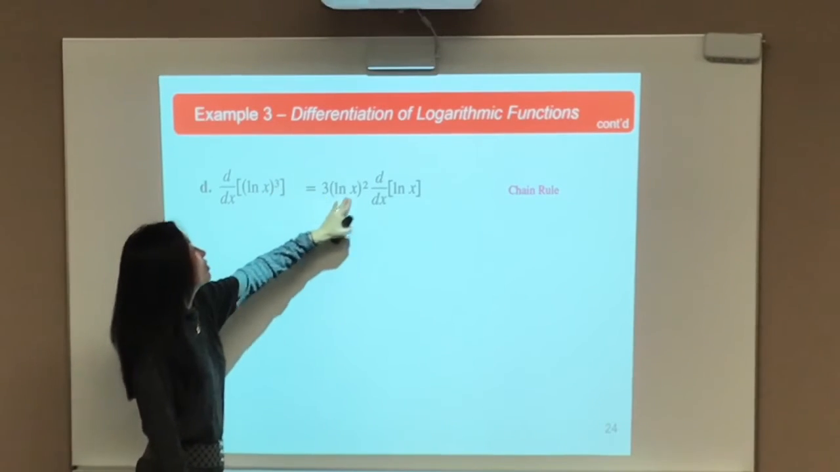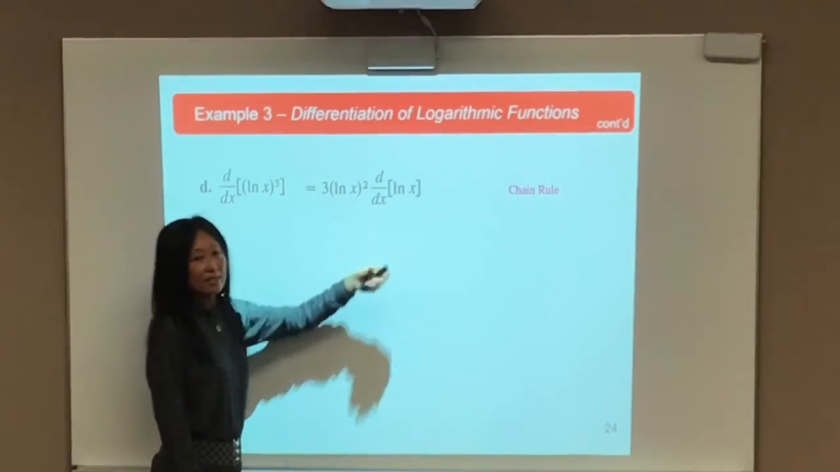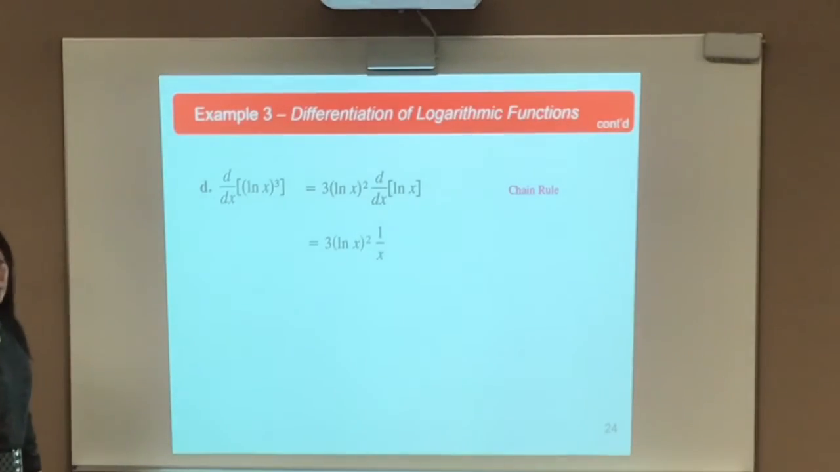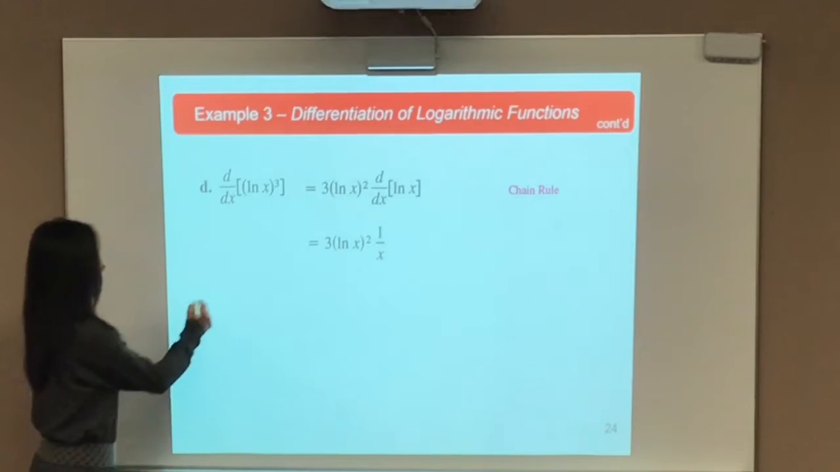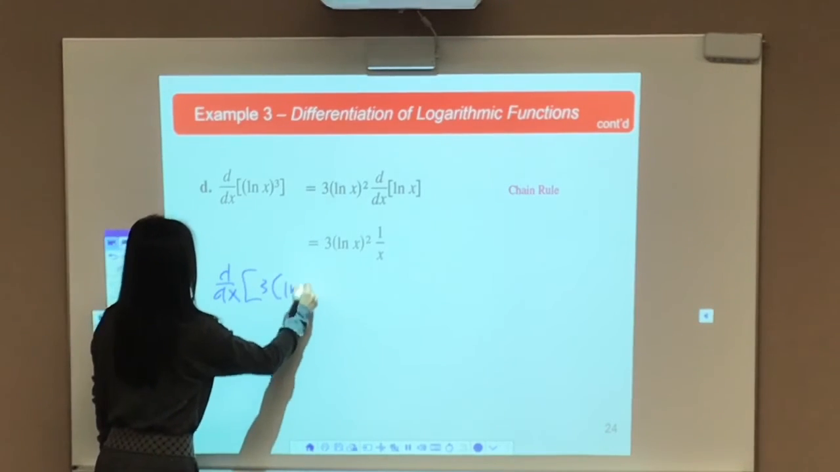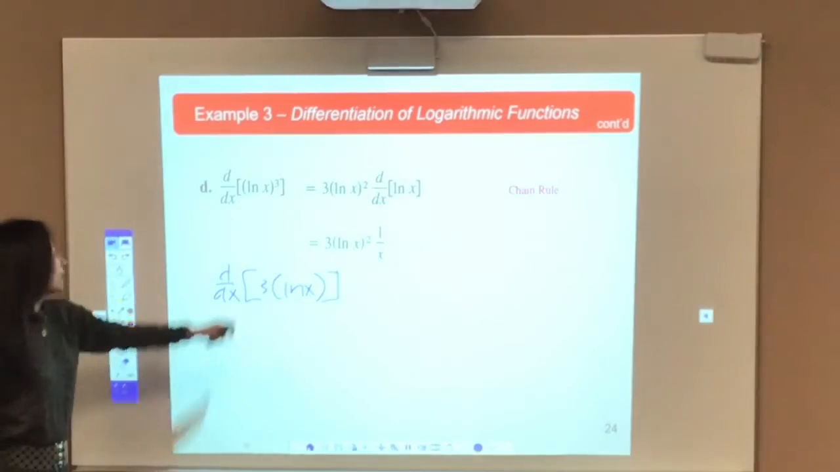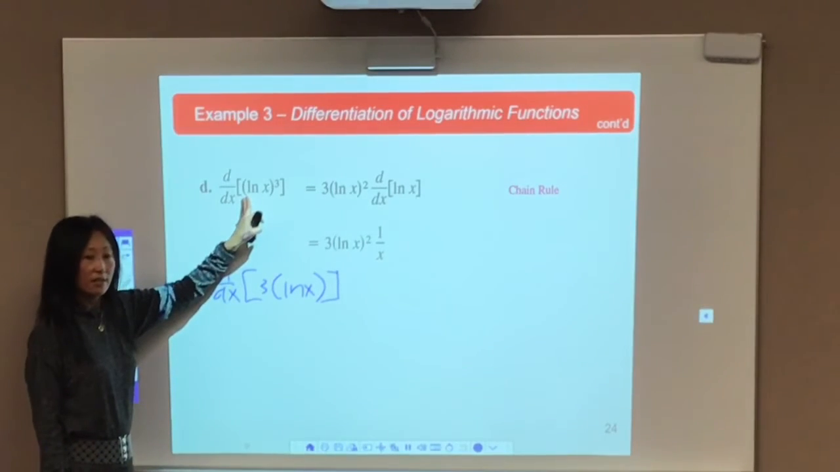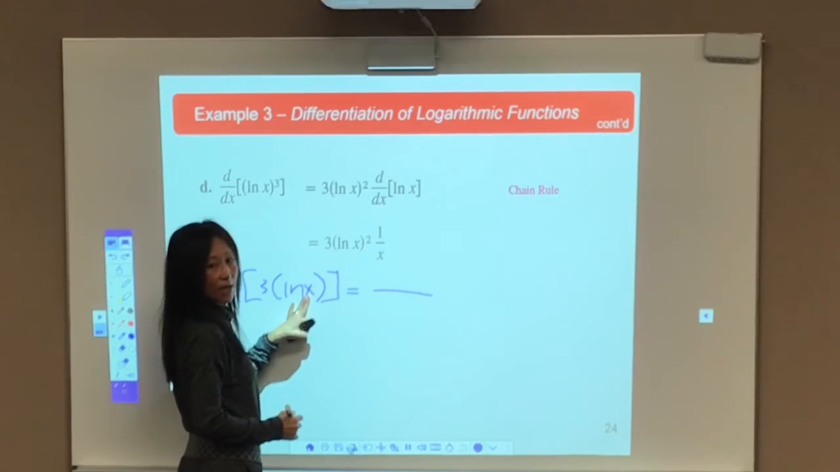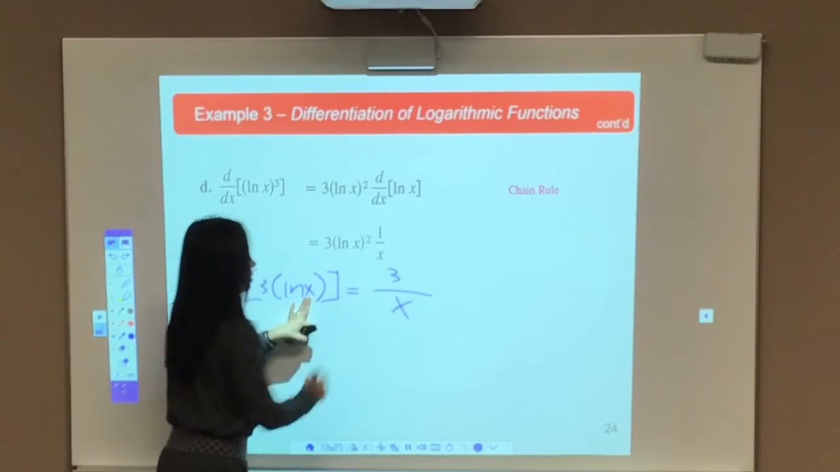So they do what? 3 times natural log to the what? Second power, and then what? Derivative of natural log of x. So you get this. Can I do other ways if you wanted to? Yeah. I can bring the power in the front. So what's my derivative of that then? Natural log of x is what? 1 over x. And then 3 is in the front.